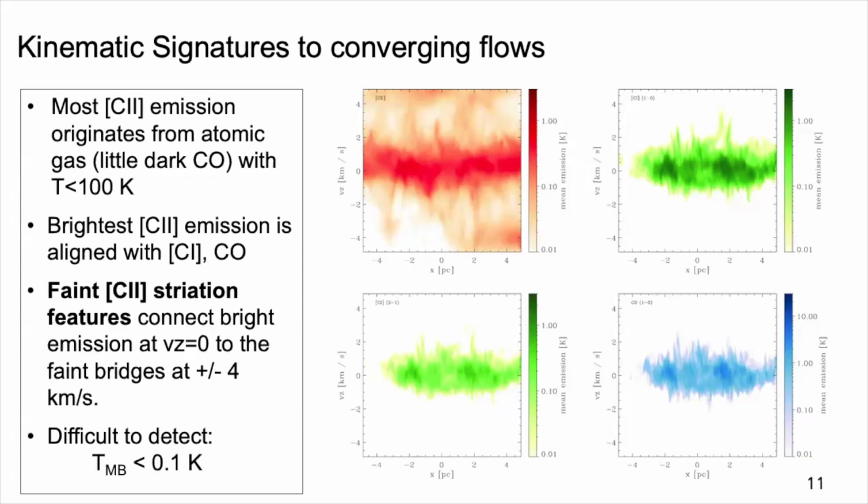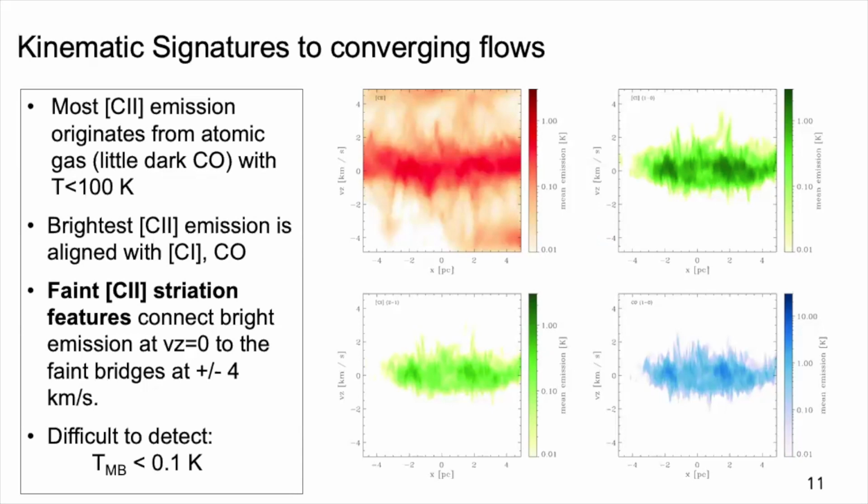So the top upper left is the position velocity diagram of C2. Upper right is the atomic 1 to 0 fine structure line. The 2 to 1 fine structure line is the bottom left, and the CO is the bottom right. So you can see that the brightest C2 emission is aligned where you see most of the C1 and the CO emission.